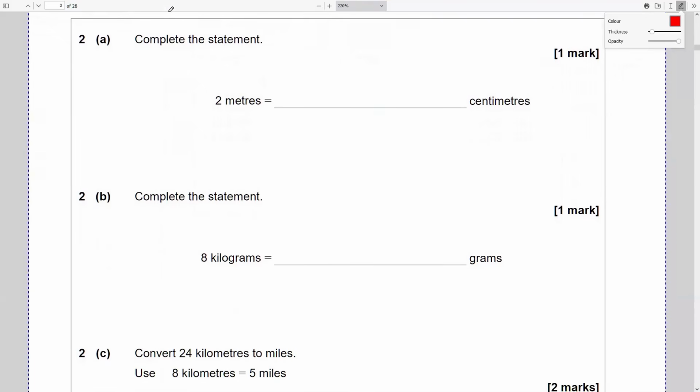Question 2A, complete the statement. 2 meters equals so many centimeters. Well, centi is 100. So 2 meters is going to be 200. Okay, complete the statement. 8 kilograms is so many grams. Well, kilo means 1,000. So we've got 8,000.